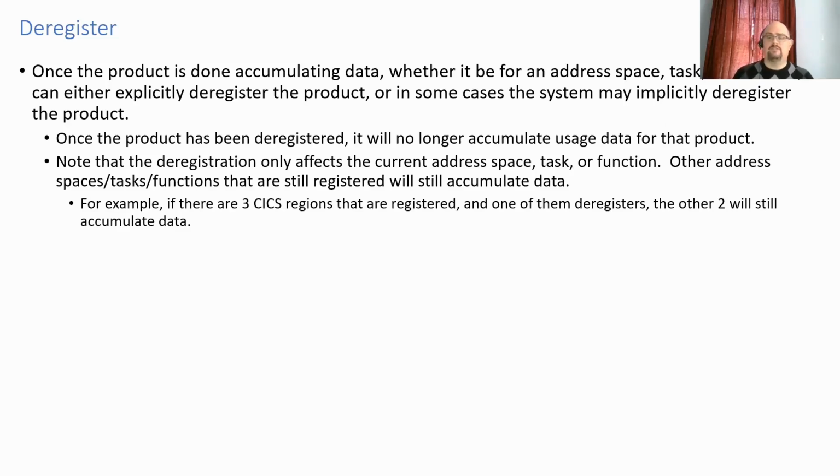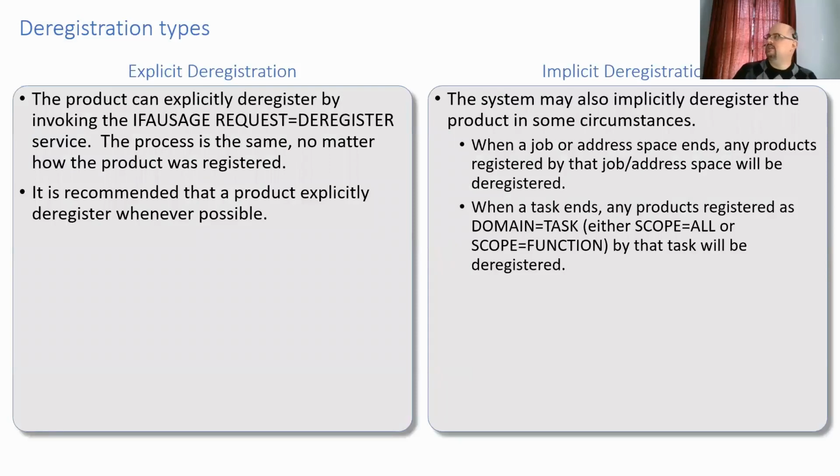So as an example, if you have 3 CICS regions that are registered, if one of them does a deregister, the other 2 are still accumulating data. We're not completely disabling the product across all the address spaces, just this one. So I hinted at these, there's 2 types of deregistrations. The first one, explicit deregistration. The product can explicitly deregister by invoking the IFA usage service. It doesn't matter how the product registered, again, whether it was address space or task or function scope. It's just IFA usage request equals deregister.